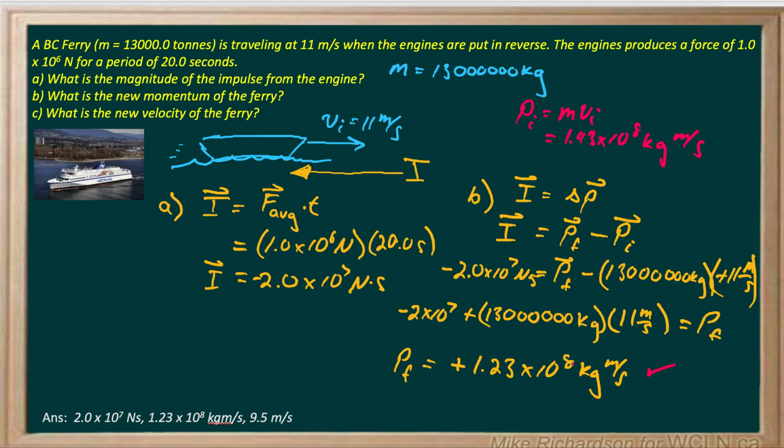Now if we want to know the new velocity, I have one step left. I know the final momentum. I just set it to mv. So P final is m v final. So 1.23 times 10 to the 8th kilogram meters per second equals my mass, which is 1.3 times 10 to the 7 kilograms, times V final. And when I work that through, I get V final is 9.5 meters per second. And it's still, in my picture, moving to the right.